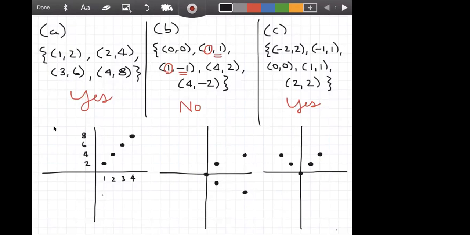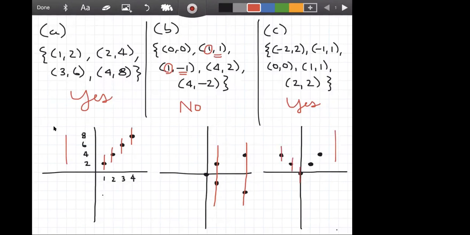All right, so I want to focus on letter B first. As I mentioned, one of the problems with this was (1,1) and (1,-1) both being there. Notice that those 2 points lie on the same vertical line. They have the same x value, but different y values. Same thing with (4,2) and (4,-2). However, that doesn't happen in letter A or letter C. No matter where you draw a vertical line, even over here, it only hits the graph at most 1 time.